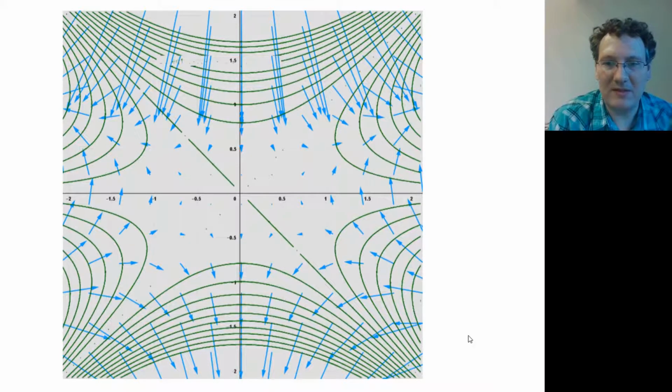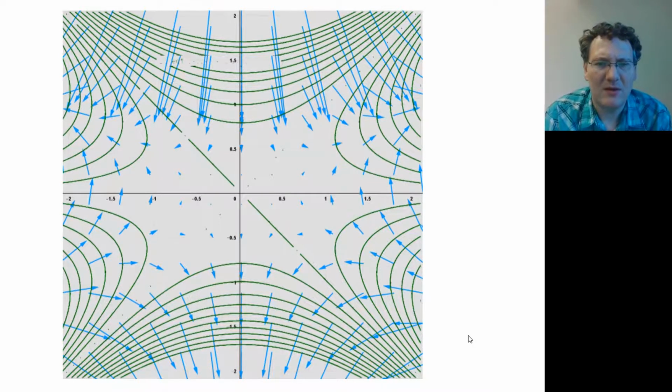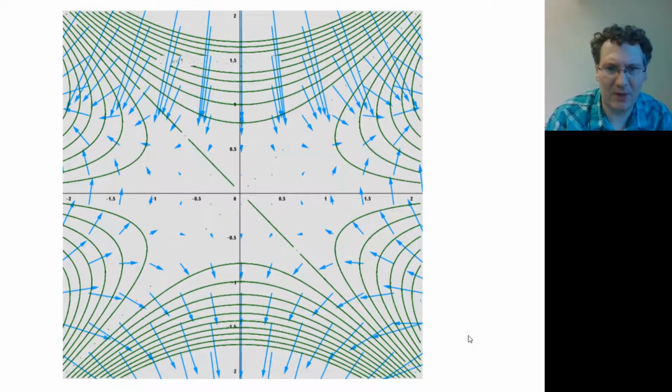Okay, so here you can see them overlaid, and what we're seeing here is that the gradient vectors are all going perpendicular to these level curves, right? This is something that we've seen before. So the vector field is like this field of vectors going in the uphill slope direction, right?